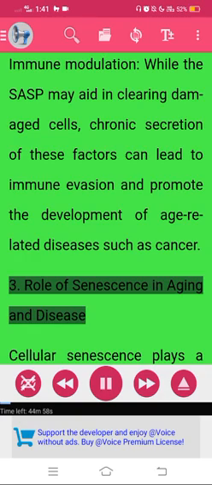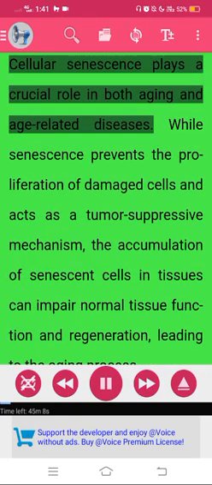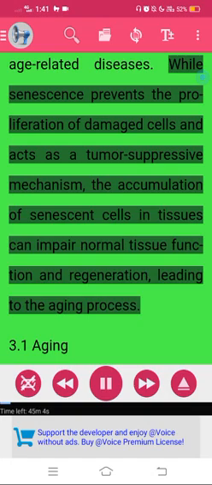3. Role of senescence in aging and disease. Cellular senescence plays a crucial role in both aging and age-related diseases. While senescence prevents the proliferation of damaged cells and acts as a tumor suppressive mechanism, the accumulation of senescent cells in tissues can impair normal tissue function and regeneration, leading to the aging process.